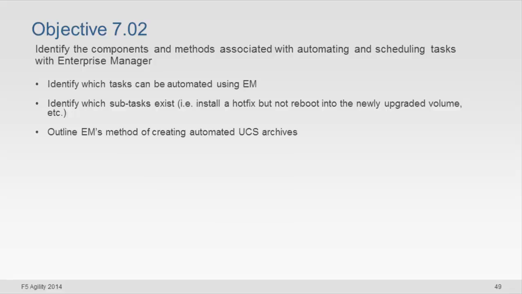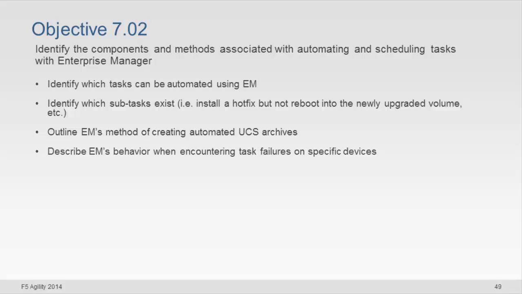Outline Enterprise Manager's method of creating automated UCS archives. So you need to go through Enterprise Manager and understand the steps it takes to set up the automated UCS archive creation process inside Enterprise Manager. Once again, you're just going to have to work your way through all the steps. There is a guide out there that'll work you through all of this. No, I don't have a ton of screenshots for Enterprise Manager on these decks.